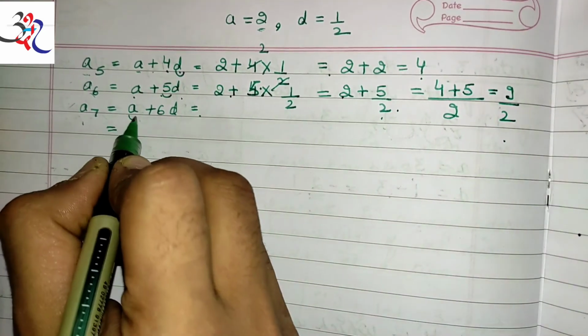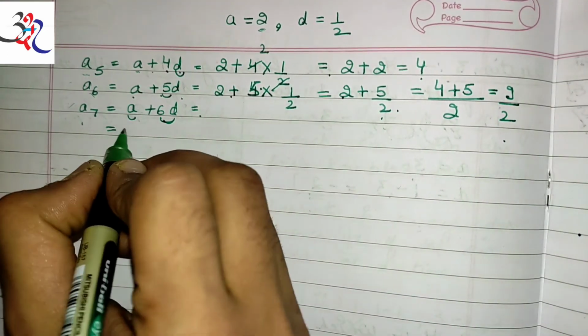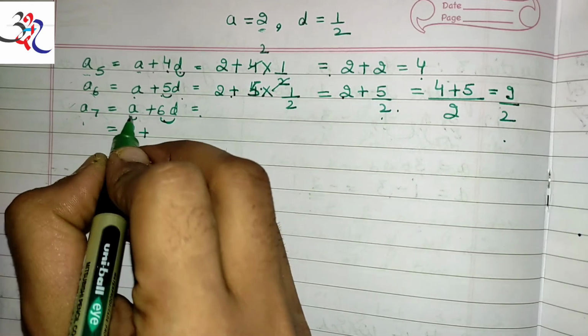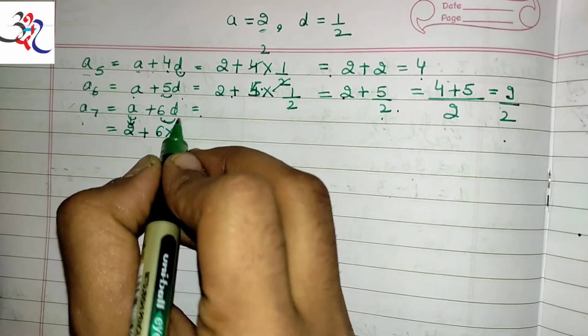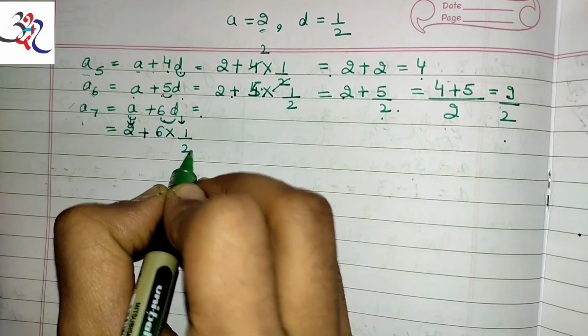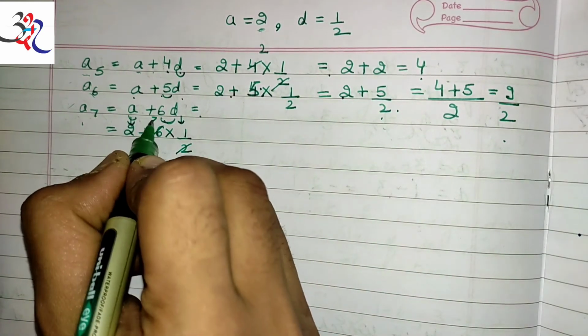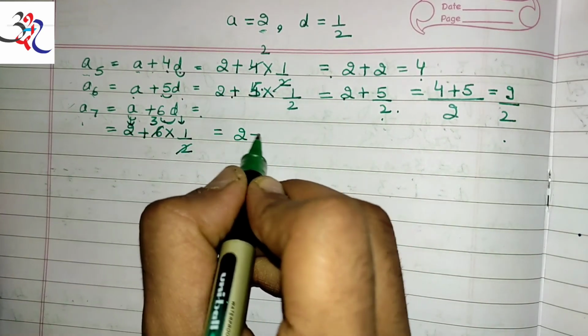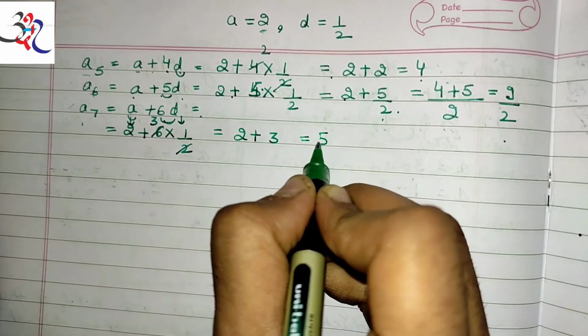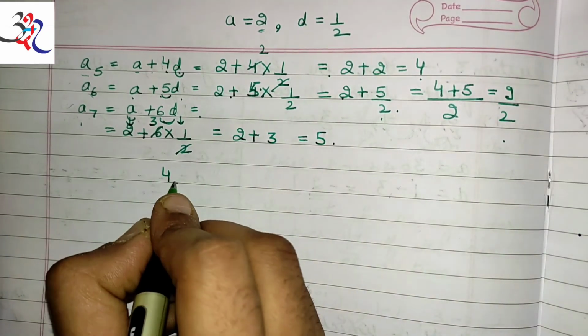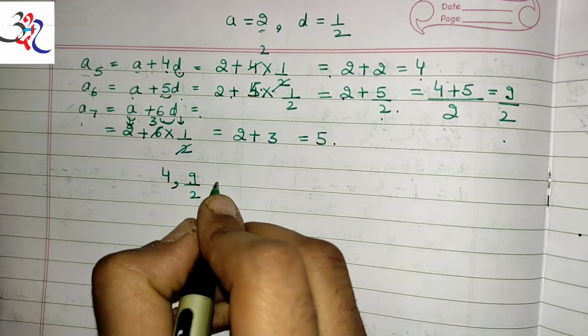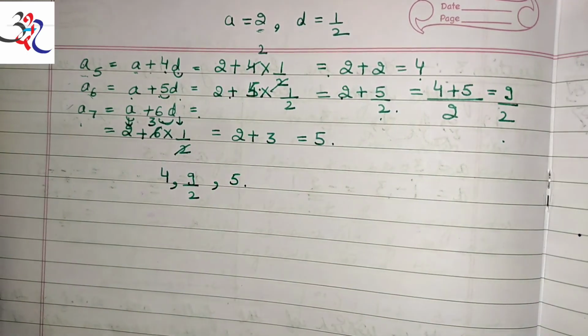So similarly, if I have to find out my seventh term, then what will I do? I will put A is equal to 2 plus 6 into D, where D is 1 by 2. So do the cancellation. So you will get 2 plus 3 is equal to 5. So next three terms will be 4, 9 by 2, 5.